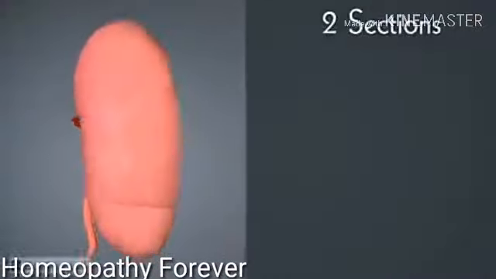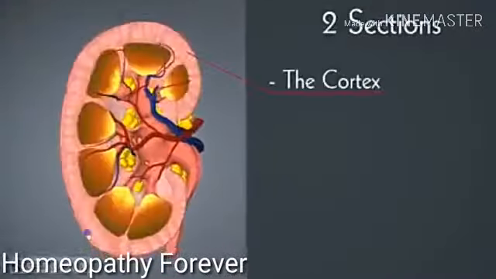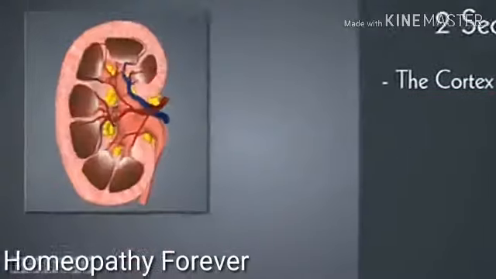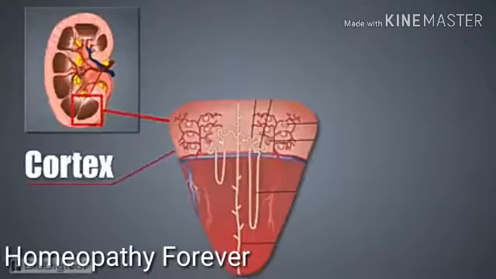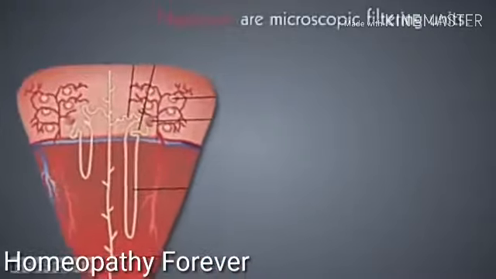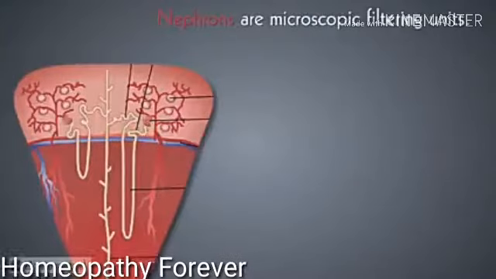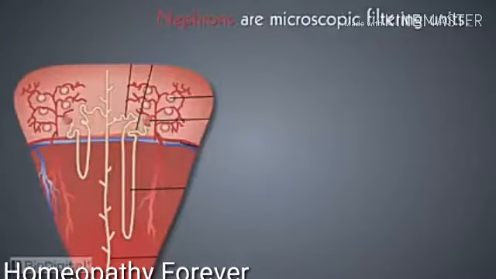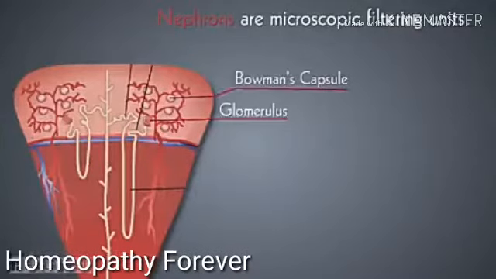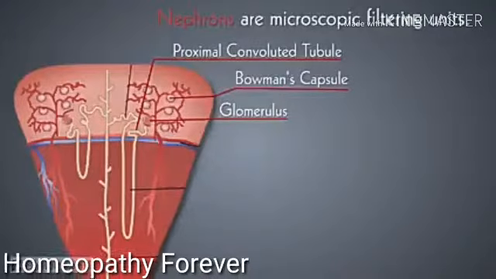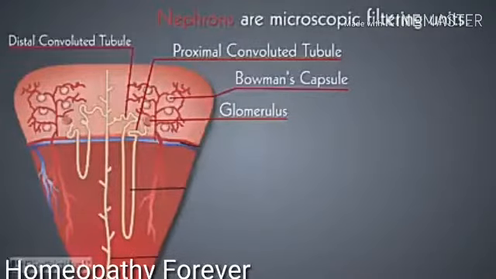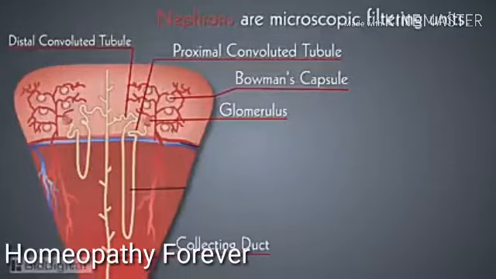Each kidney is divided into 2 main sections, the cortex and the medulla. The cortex is the outer section of the kidney. It contains the majority of nephrons. Nephrons are microscopic filtering units. These filtering units are composed of the following structures: a glomerulus, a Bowman's capsule, a proximal convoluted tubule, and a distal convoluted tubule, and a collecting duct.